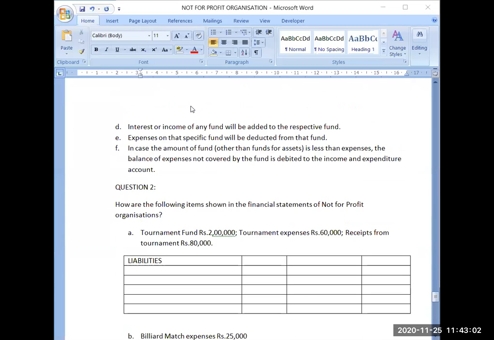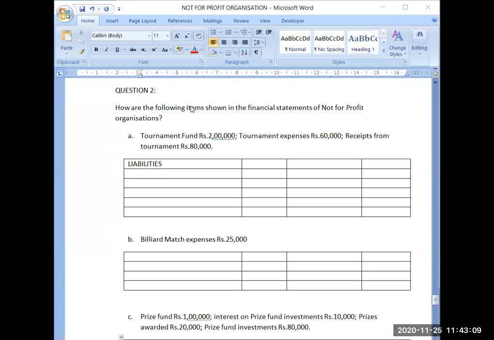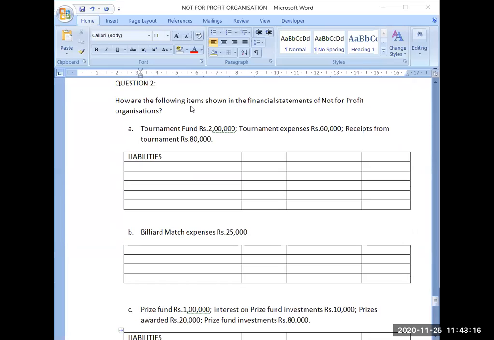In the last period we have learned fund-based accounting. Now we will be doing numericals for that. How are the following items shown in the financial statements of not-for-profit organizations?